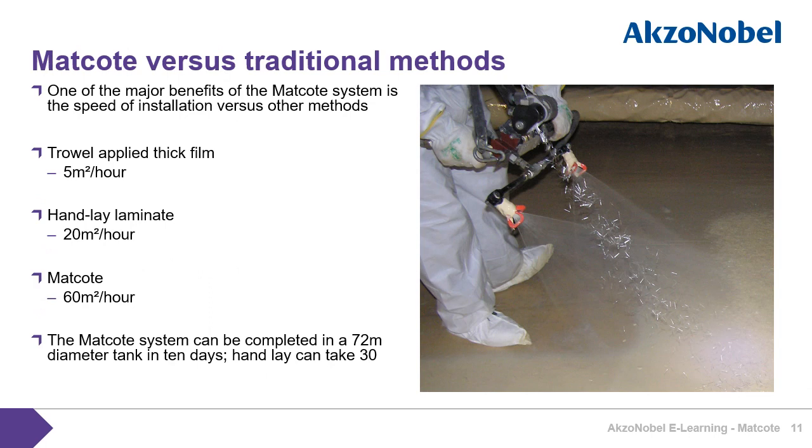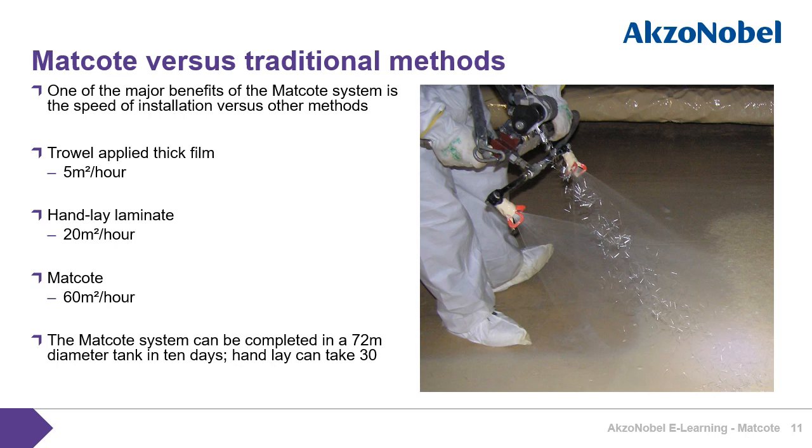The Matcote system has a number of benefits against traditional methods, the main one of these being the speed of installation. Traditional trowel-applied thick film systems might have an application rate of 5 meters squared per hour. Hand-layer laminate systems might have 20 meters squared per hour, but the Matcote system can be applied at up to 60 meters squared per hour.